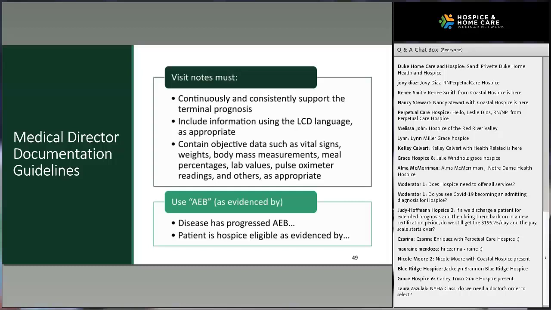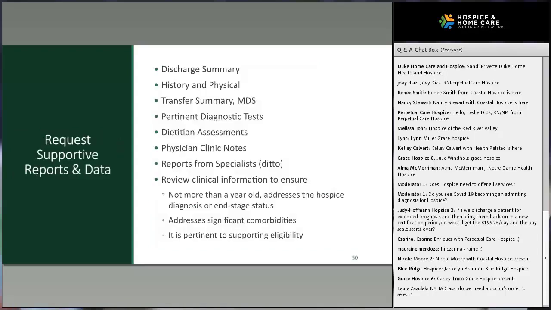So we say use AEB, as evidenced by. So this disease has progressed as evidenced by, and then that's where you put your objective information. That's the not subjective at that point. Hospice patient is hospice eligible as evidenced by, and that's where now you've built your case and you can put all that information in. I recommend that every visit note has a part that still continues to address that, so that you show with each visit note that the patient remains hospice eligible.